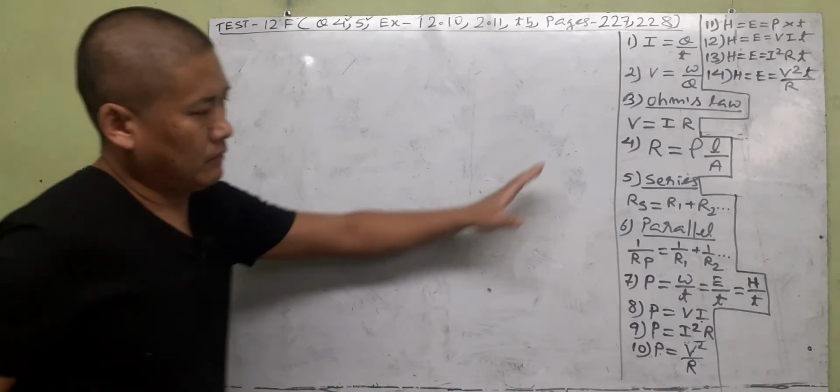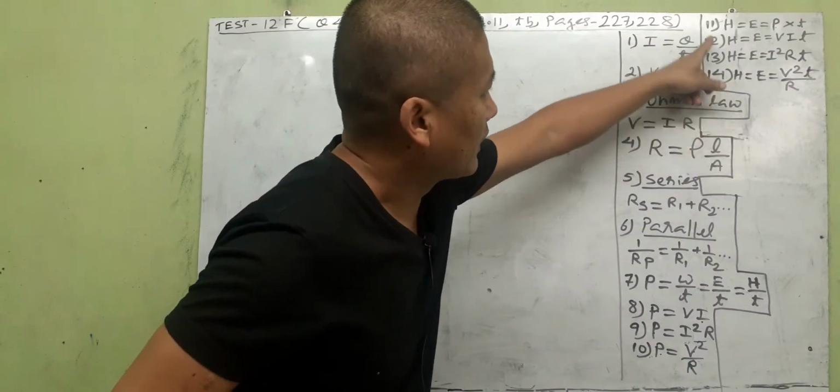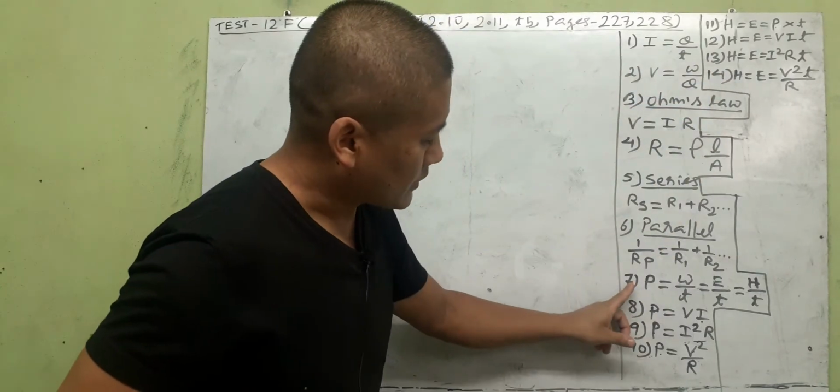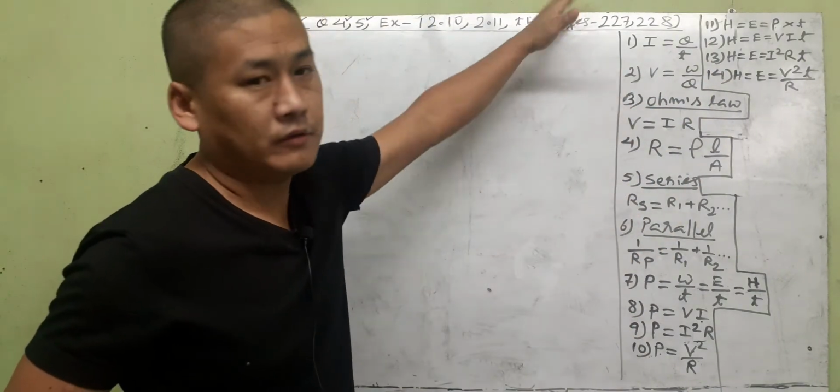Just memorize it for now. This part no need to memorize. You can connect 11 to 14 with 7 to 10. The rest you're familiar with already.